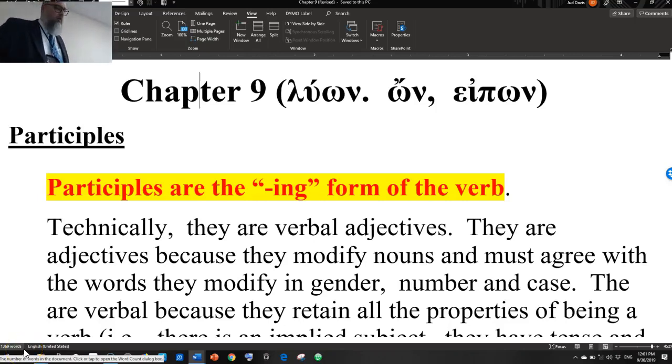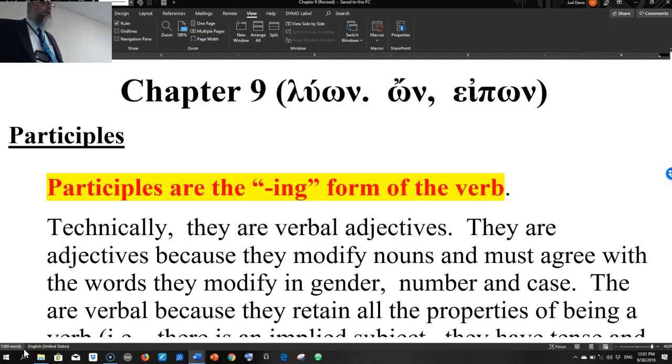I'll pray for us. Father, I pray you help us today understand a new grammatical concept. I pray that it would be easy. I pray that it would help open our minds to the Scriptures. And we pray all this in Christ's name. Amen.